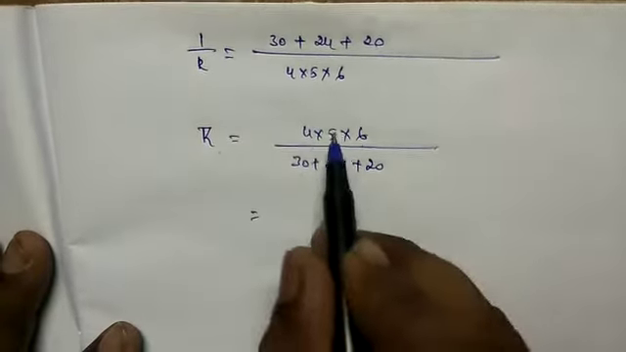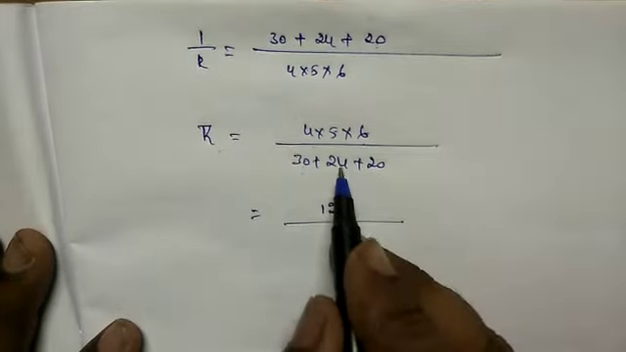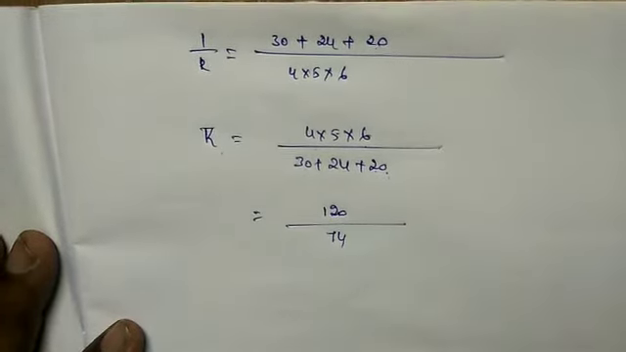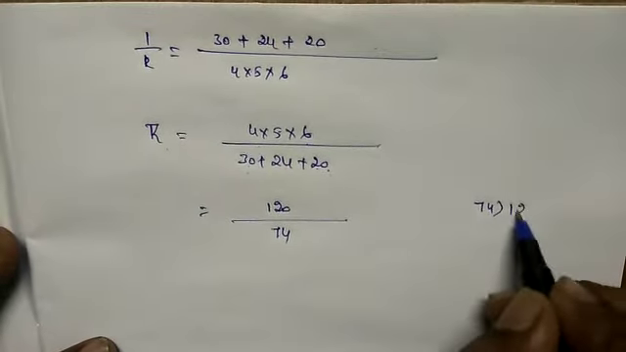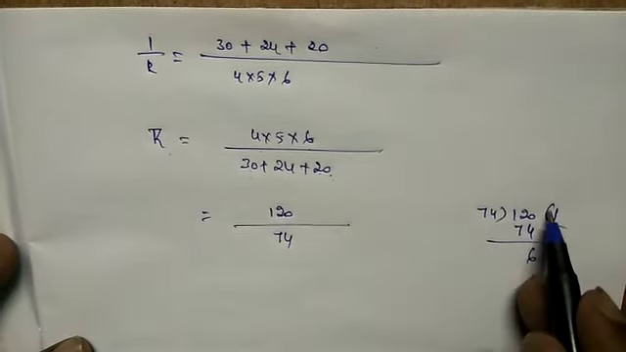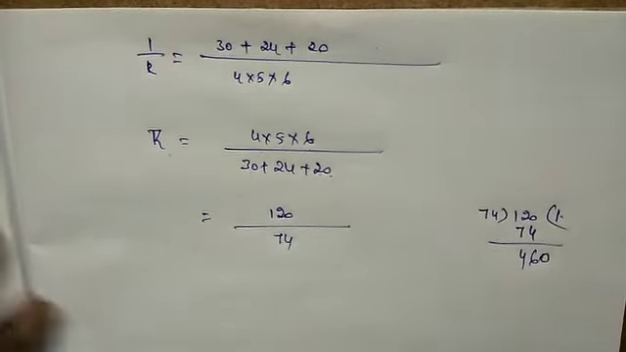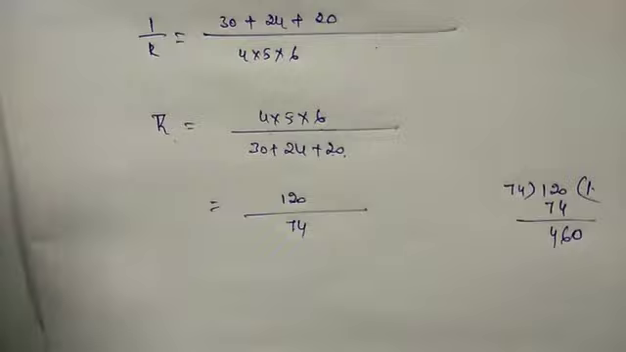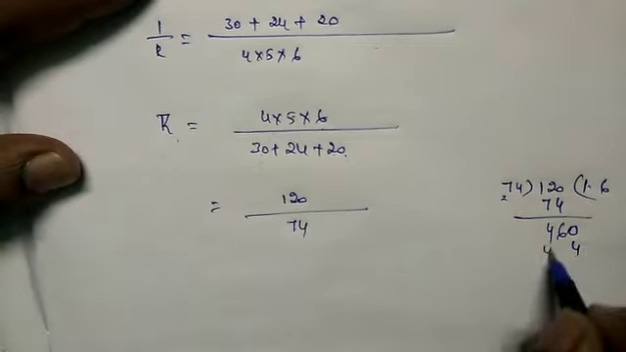That is, 4 fives are 20, 20 sixes are 120. 120 divided by 30 plus 24 is 54, and 54 plus 20 is 74. So 120 divided by 74. Then how much can we get? 74 ones are 74, the remaining is 46, and we continue the division: 74 fives are 35, 74 sixes are 42, 6 fours are 24, 6 sevens are 42, 44.